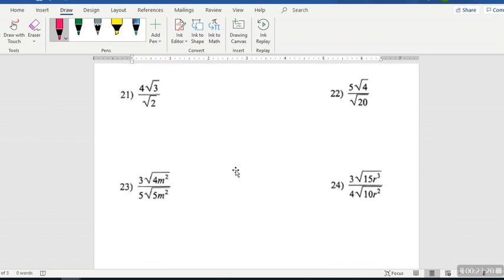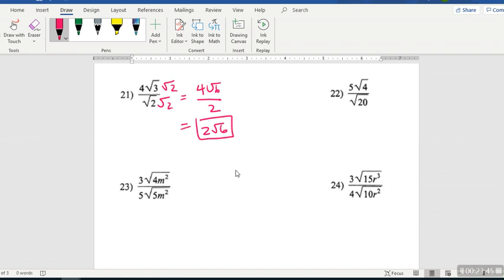All right, 21, 4 root 3 over root 2. Got to rationalize that denominator. Multiply by root 2, multiply by root 2. What does that give us? 4 root 6 over 2. We can simplify 4 over 2 here. What's 4 divided by 2? It's 2. 2 over 1, we don't need the over 1. Final answer, 2 root 6.